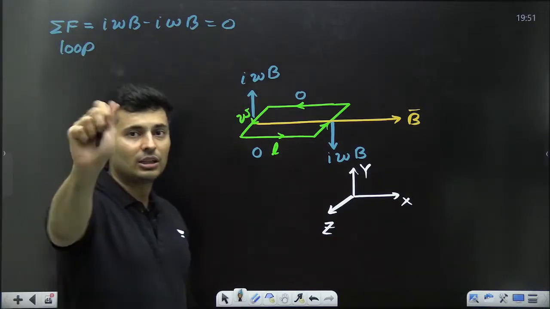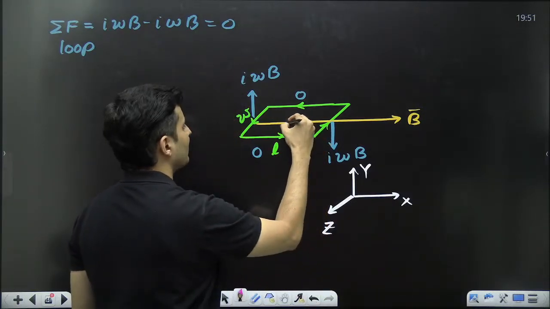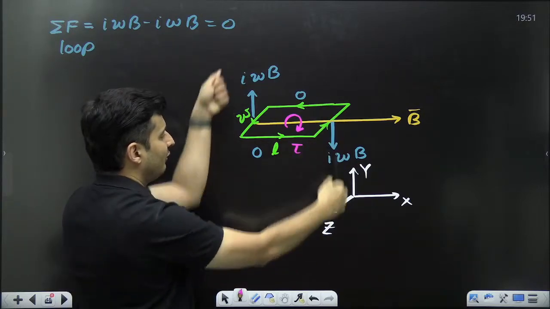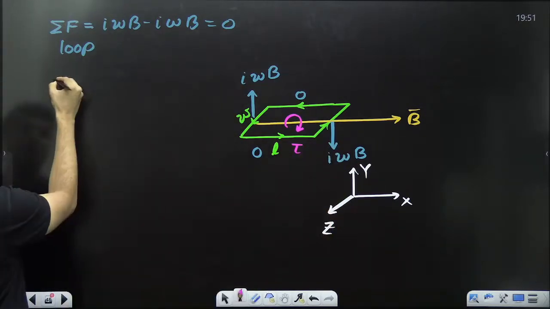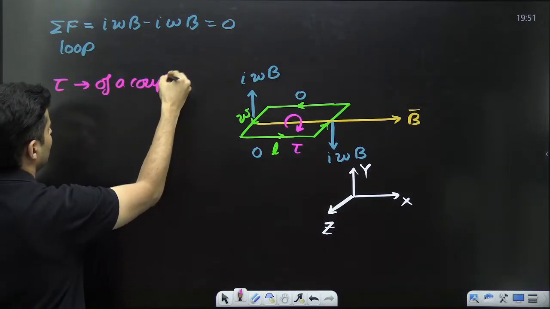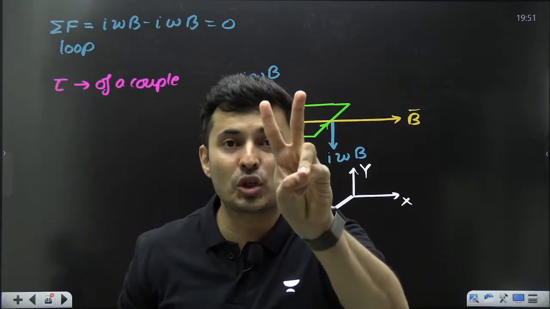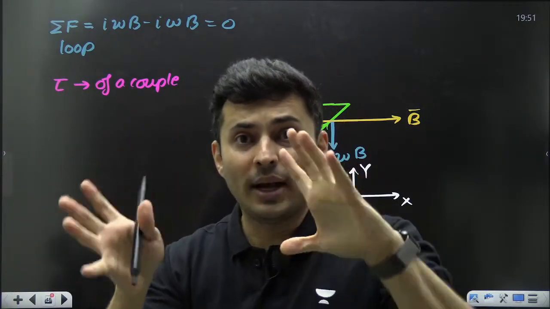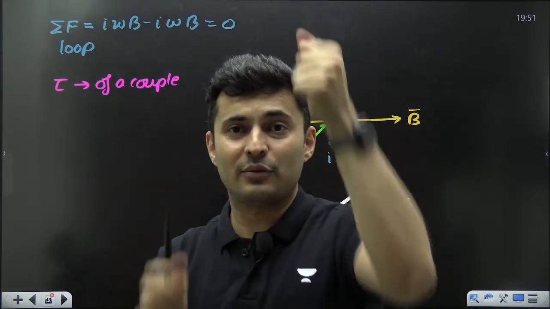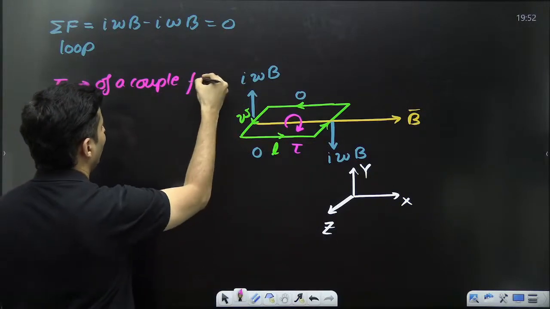But I don't think the torque is 0. If you notice, it is trying to create a torque like this. It's like a couple force. Couple means two. Single is one, couple is two. Opposite forces, one this way, one that way, they form a couple. So that is a couple force.